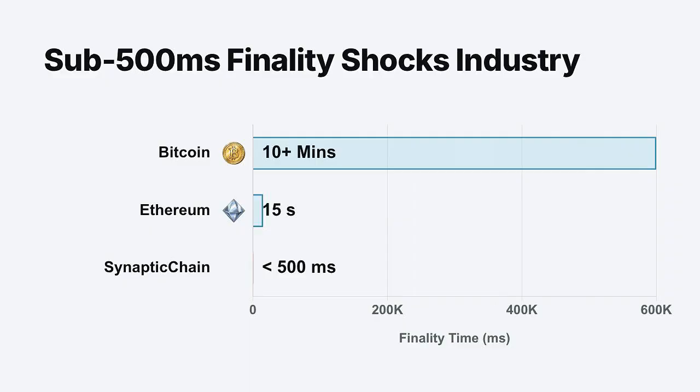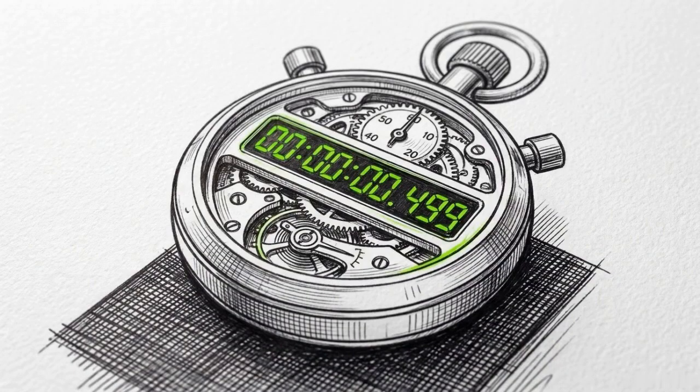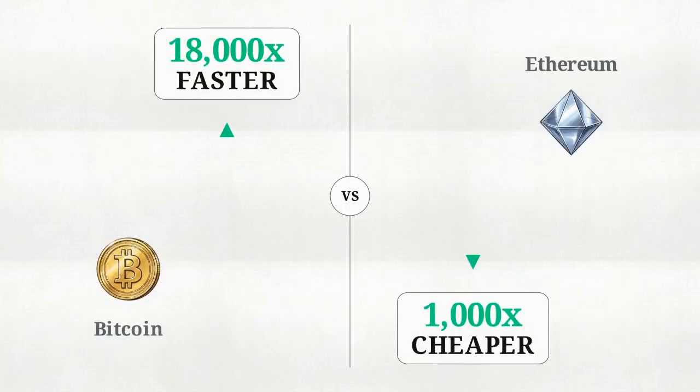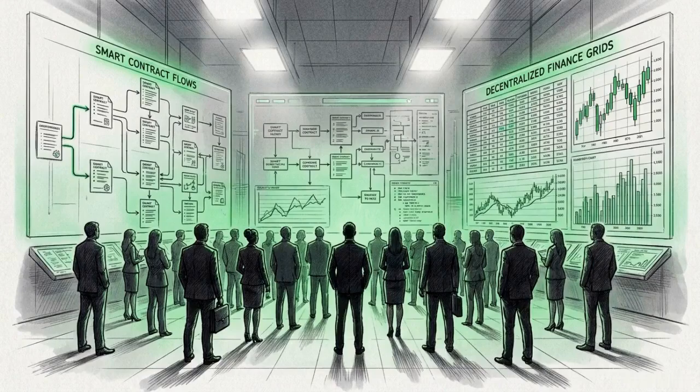A live VRF coin flip application on Telegram recorded network finality in under 500 milliseconds. The efficiency gains are measurable. Executing these operations on SynapticChain was 18,000 times faster than Bitcoin, while operating at a cost 1,000 times lower than Ethereum. Combining sub-second finality with near-zero fees makes it possible to run high-frequency, complex enterprise applications directly on-chain.